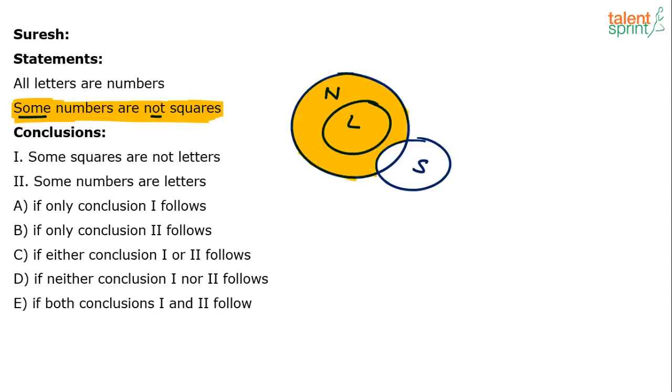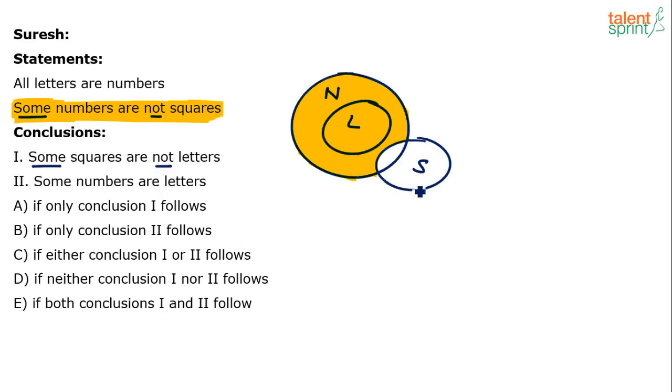Now look at the conclusions. The first one: some squares are not letters. Again, in the conclusions also we have a "some not" type of statement. It's usually a little difficult to verify a some not type of conclusion. He says some squares are not letters.